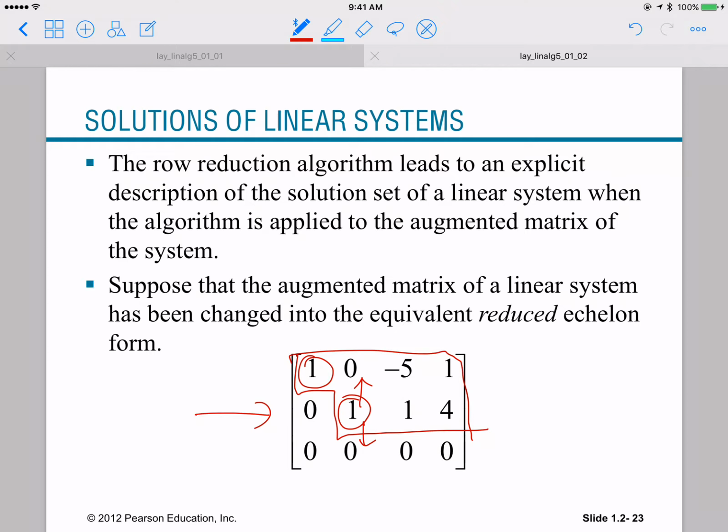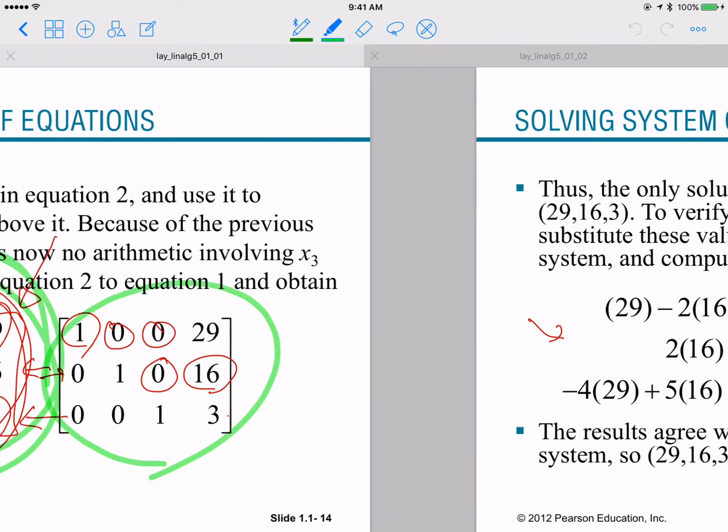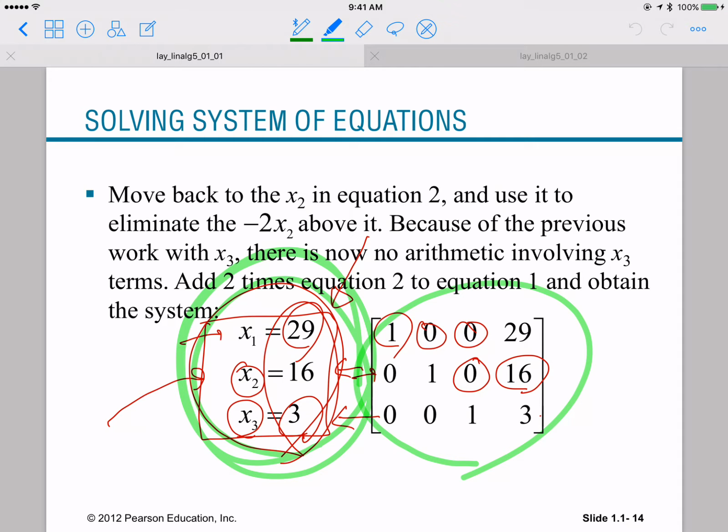And if you remember, when solving this linear system, creating this matrix as a reduced echelon form is actually the same as solving the linear system. So this one will give you x3 as 3, x2 as 16, x1 as 29, right? Because each equation is just giving these values.